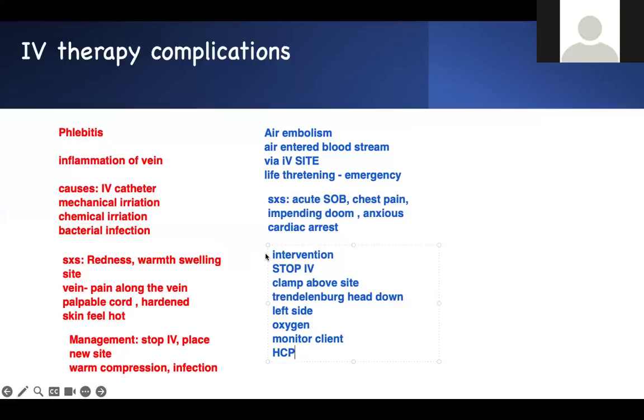How do you prevent it? You make sure you prime the IV all the time. You check the IV before you use it, but prime the IV so that if there's any air inside, it gets escaped, right?